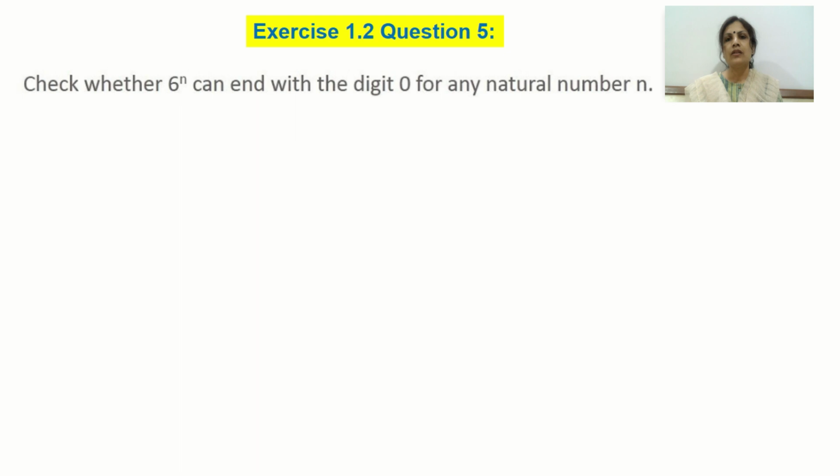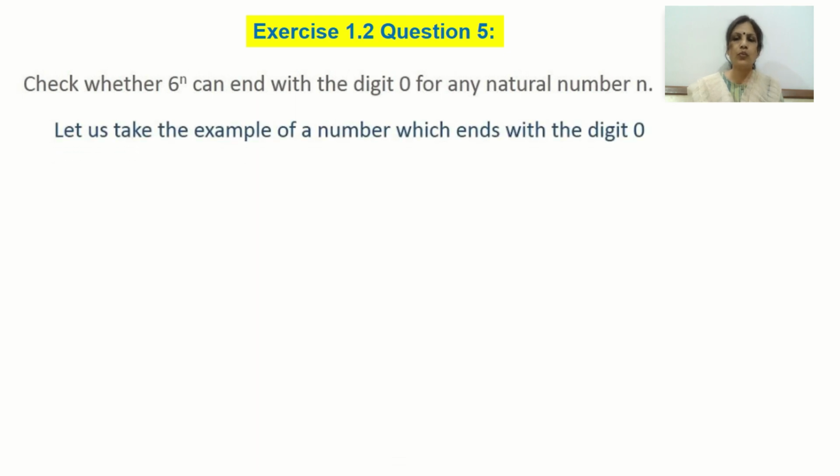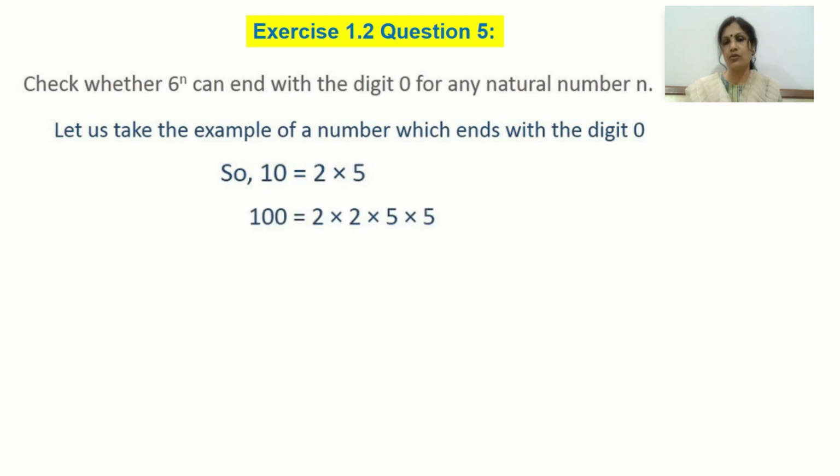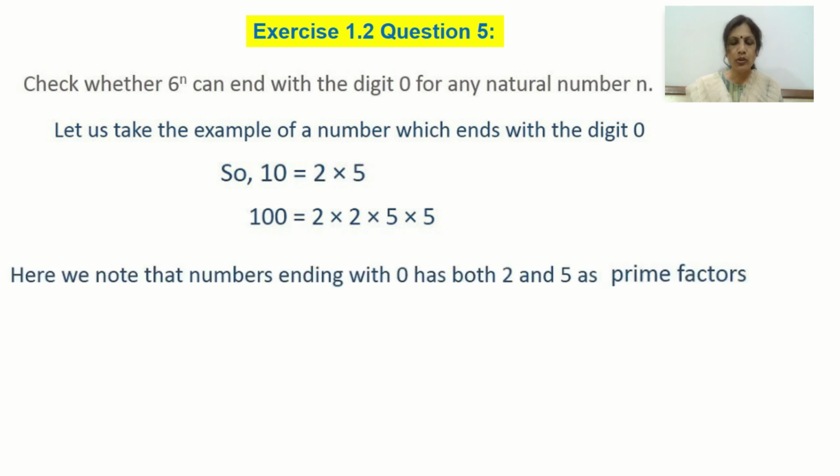So let's find out. We'll take an example of a number which ends with digit 0. You are all aware that such numbers are 10, 100, 20, 50, any number which ends with 0. If we consider the number 10, the factors of 10 are 2 into 5. If I take 100, the factors are 2 into 2 into 5 into 5. Look at both examples carefully and you will observe that the numbers ending with 0 have both 2 and 5 as their prime factors.